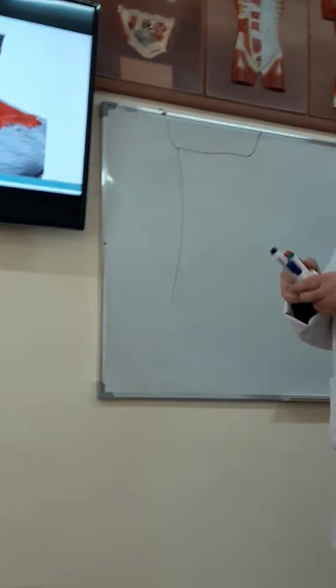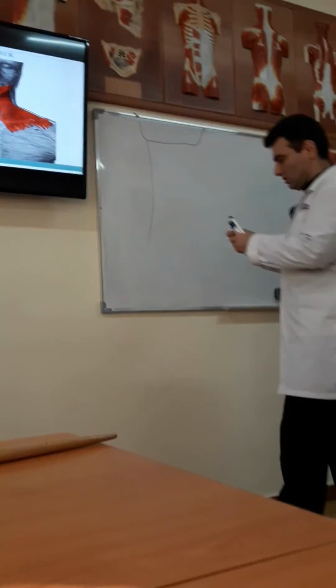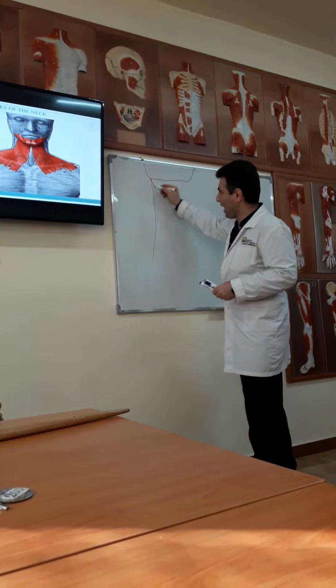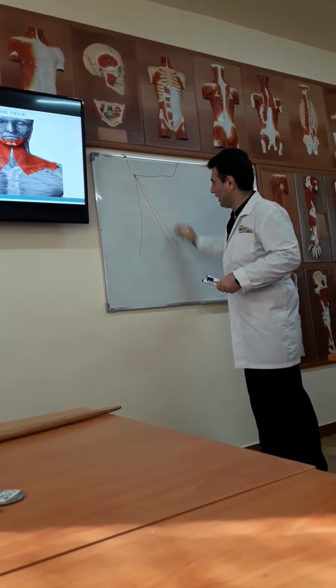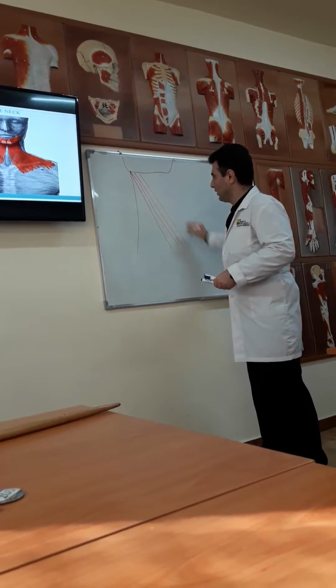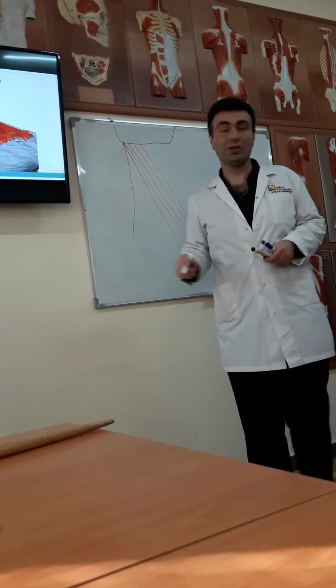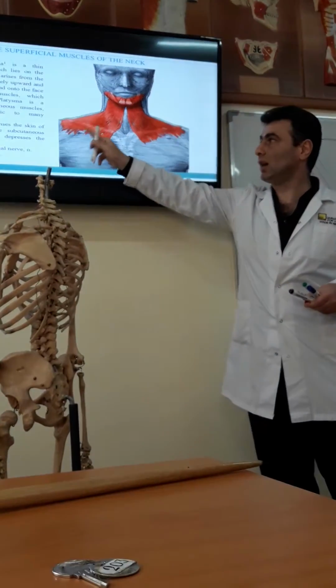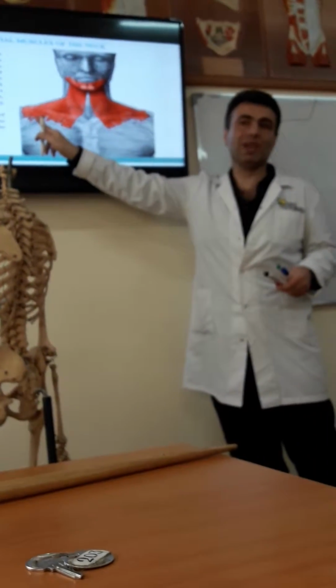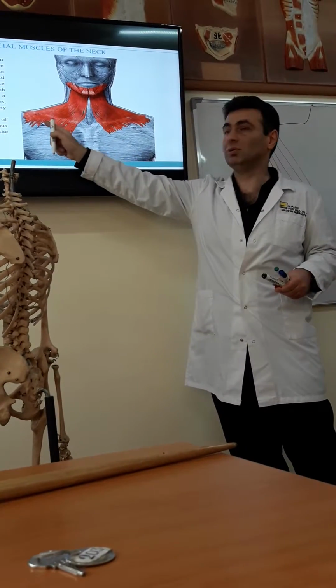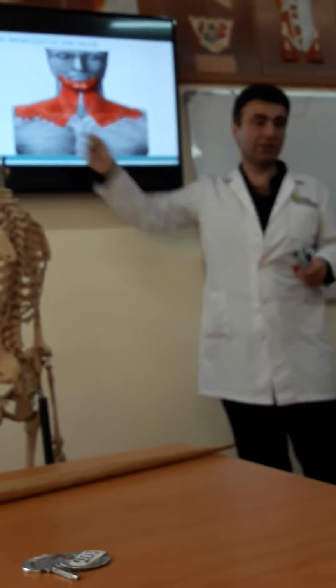Write and remember, please. The passage of the muscular fibers of the platysma. How do the muscular fibers of the platysma pass? Look here, please. From up to down, and from medially to laterally. This is the passage of the fibers.